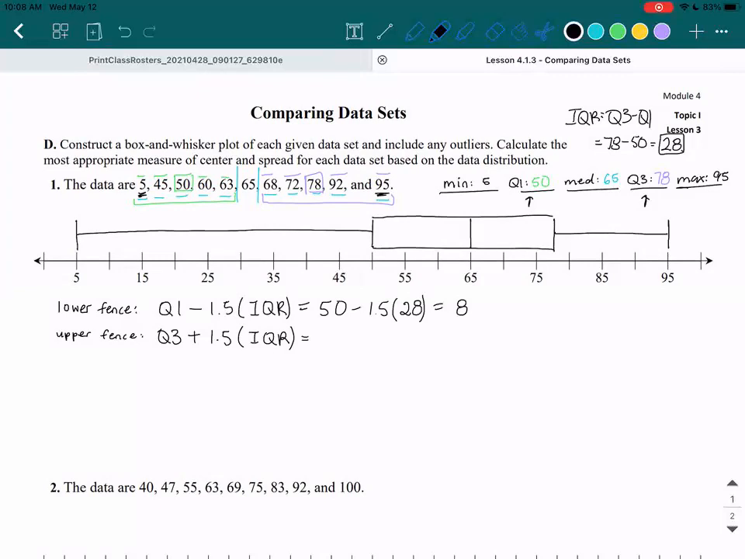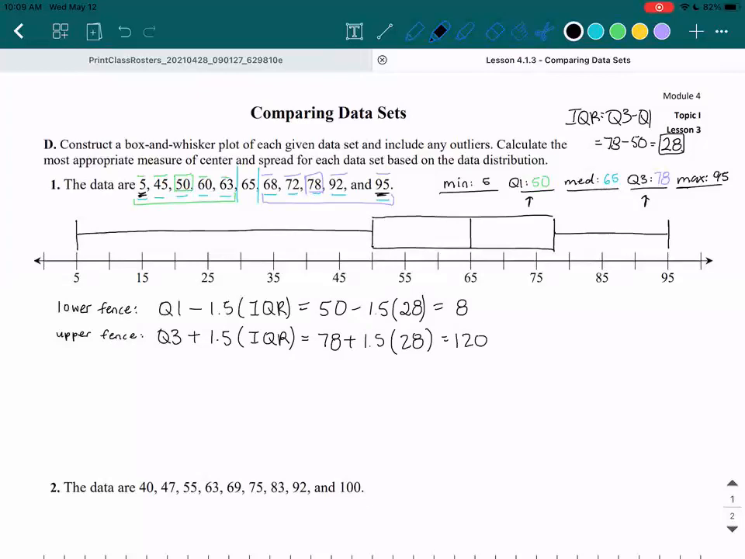Let's also try our upper fence. So that would be Q3 plus 1.5 times our IQR. And then let me type that out. That gives us 120. Okay, so we have a lower fence of 8 and an upper fence of 120.